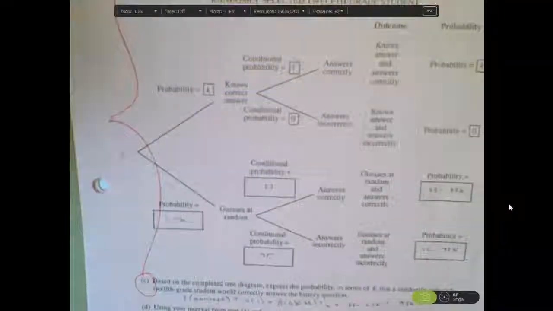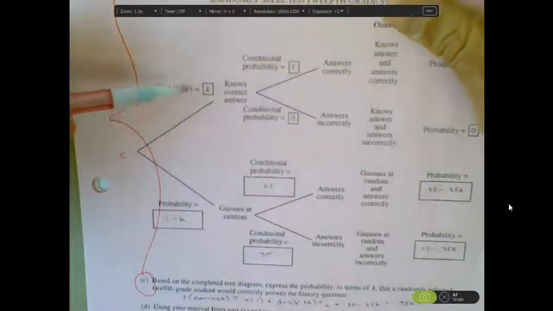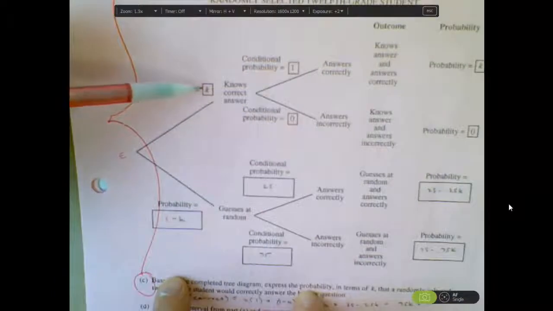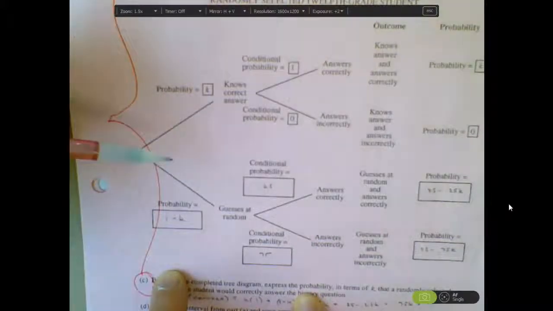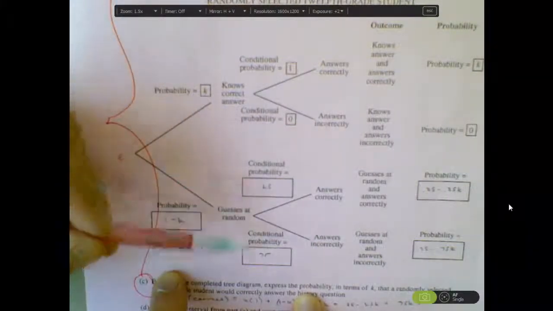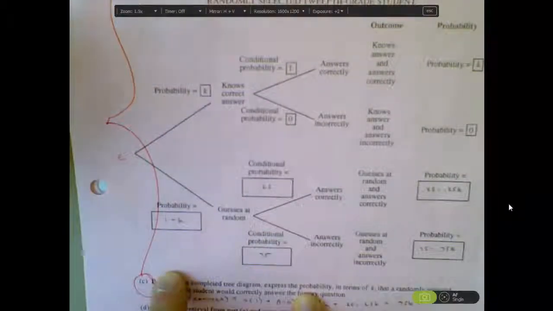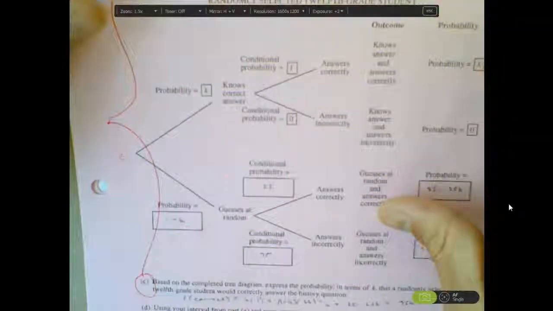Okay, you needed to fill out this table, all right? I wrote it neatly on the other sheet, so I'll flip over to that in a minute. These have to add up to 1. So if this is K, this is 1 minus K. If there's 4 choices and I guess at random, I'm going to get the question right 25% of the time. I'm going to get it wrong 75% of the time. I'm just going to multiply across branches to get these values.